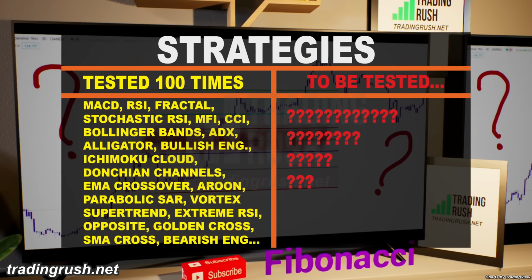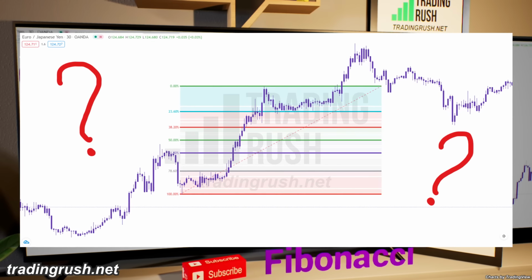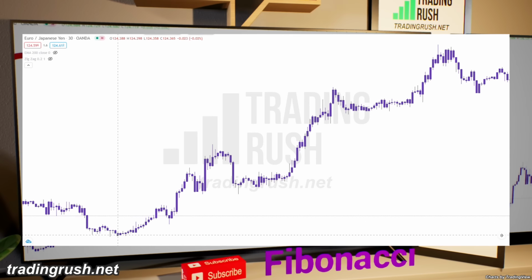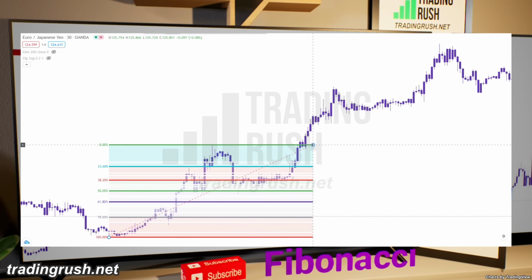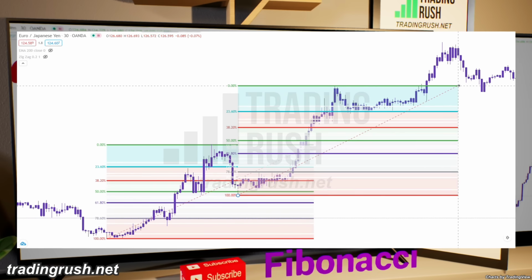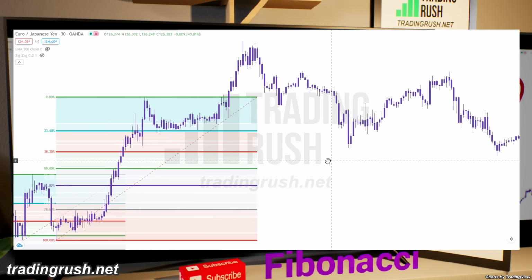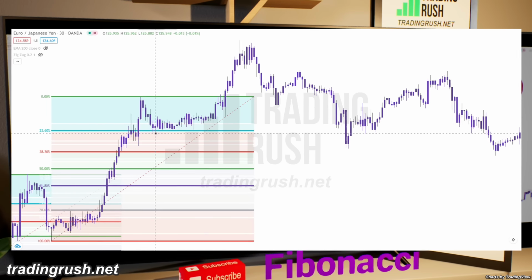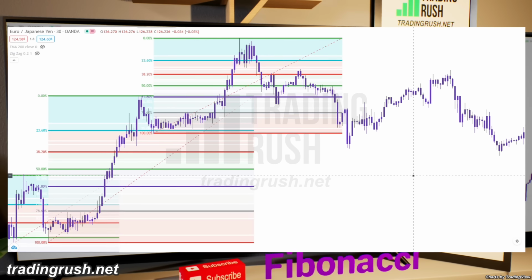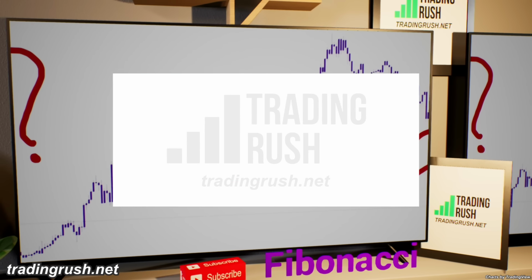But unlike other indicators we have tested on the Trading Rush channel, Fibonacci can't be backtested. Let me explain. You see, there are many people who believe that the Fibonacci tool is really good for trading, but then there are traders who believe that Fibonacci levels are just some useless lines on a chart. Now remember, almost 90% of retail traders lose money in trading. So instead of believing other people, let's look at the real data and understand how Fibonacci actually works.